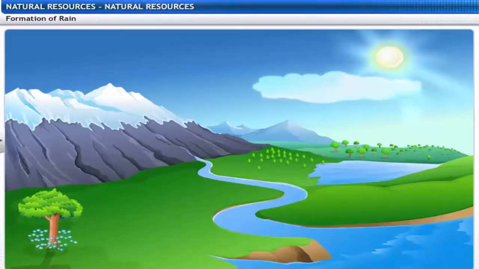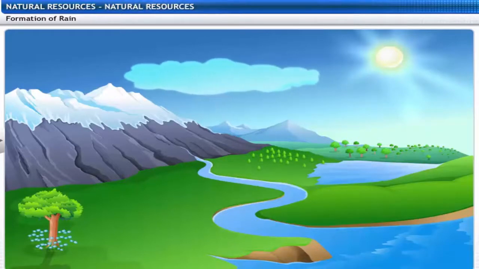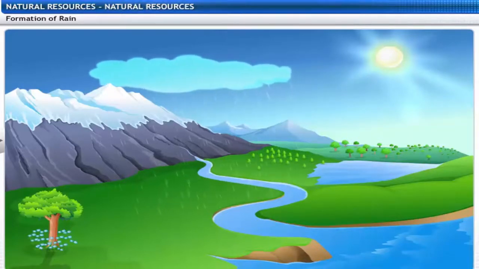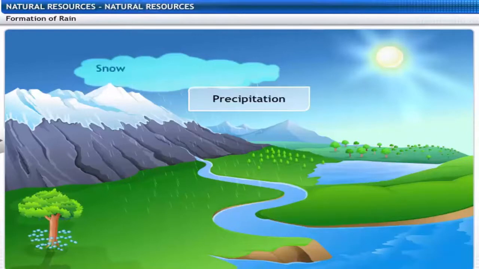This causes the vapor to condense into tiny water droplets. When these droplets grow bigger, they fall down as rain. This process is called precipitation. When the temperature is low, precipitation may occur in the form of snow, sleet, or hail.